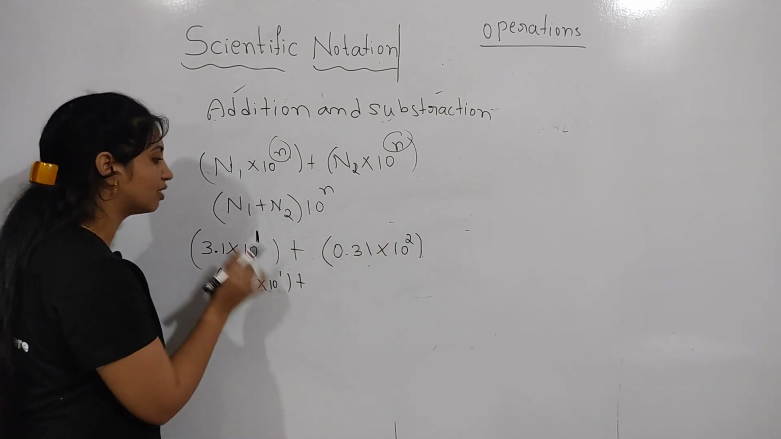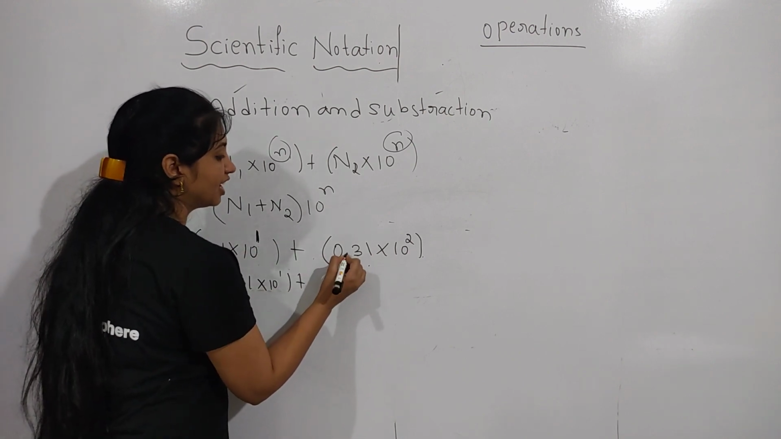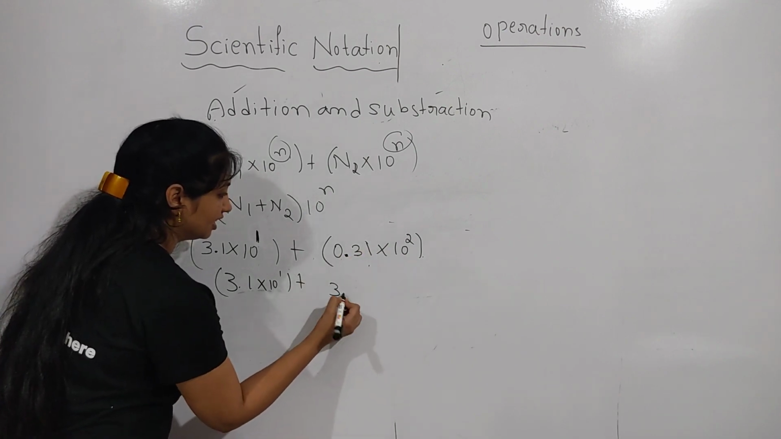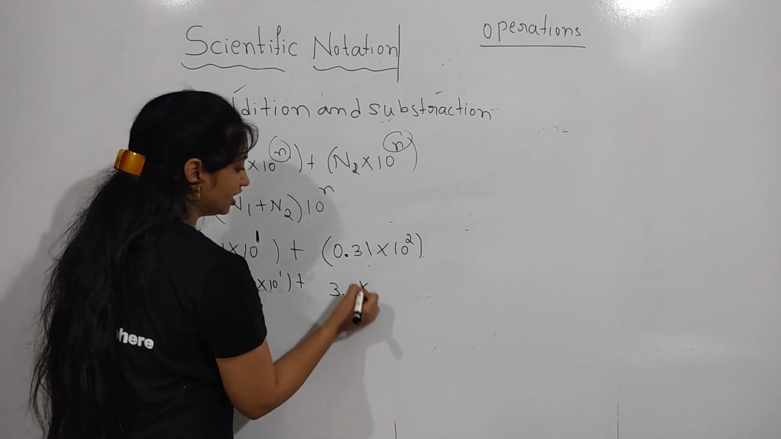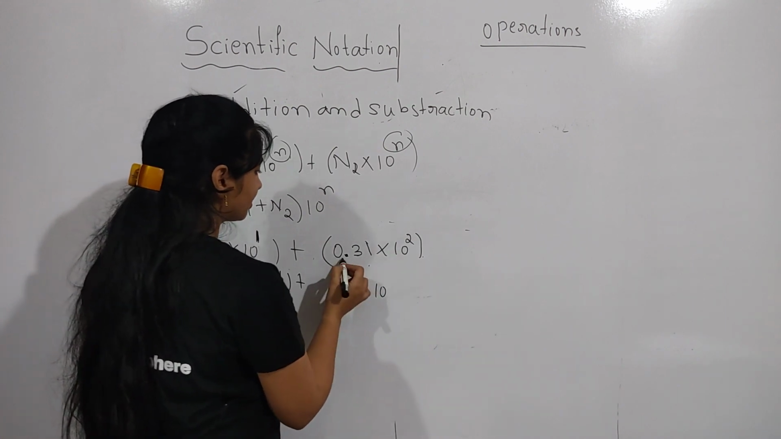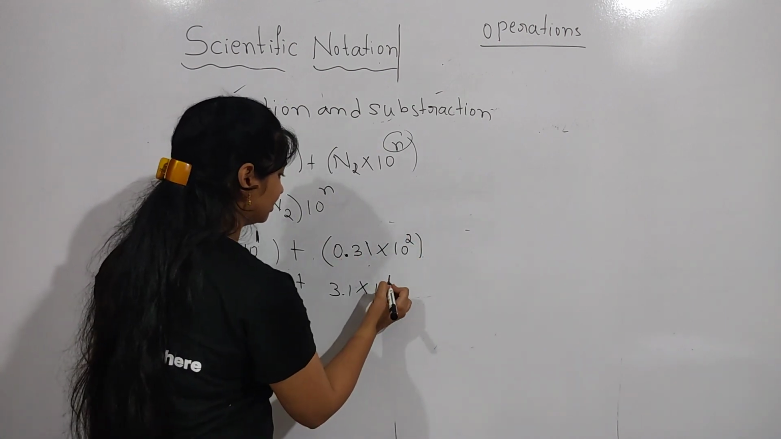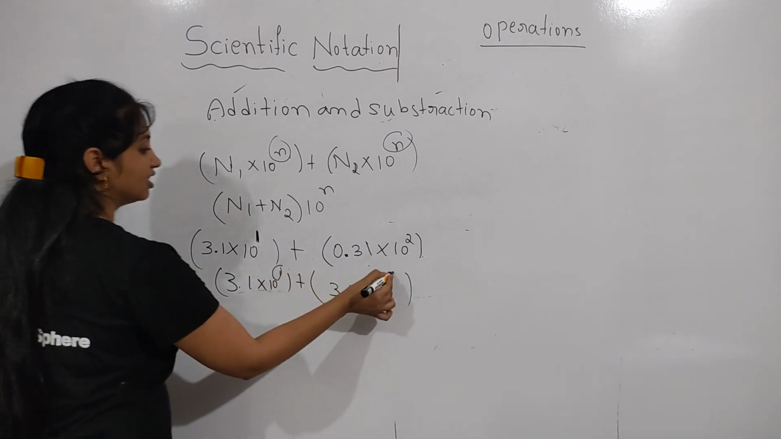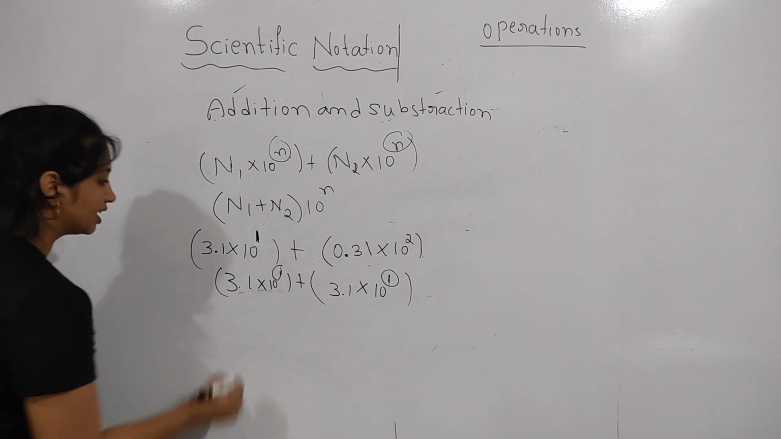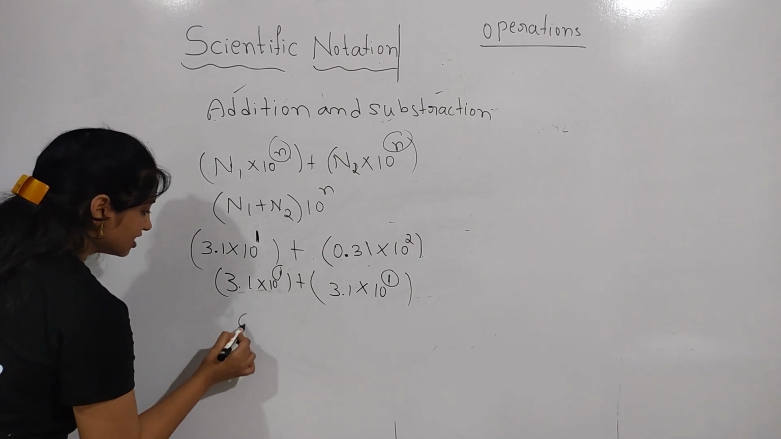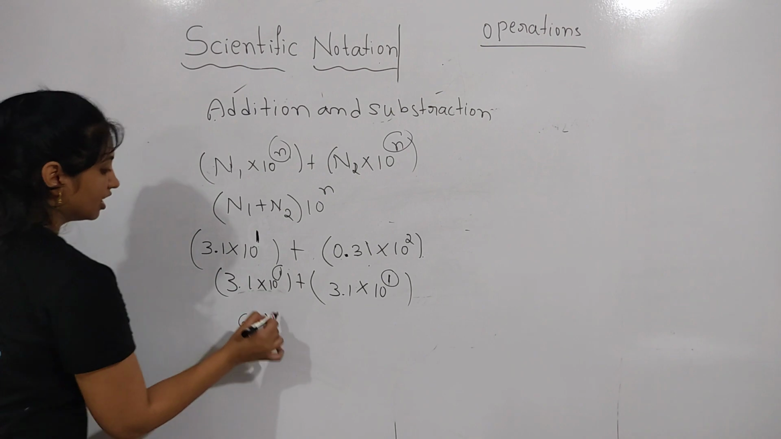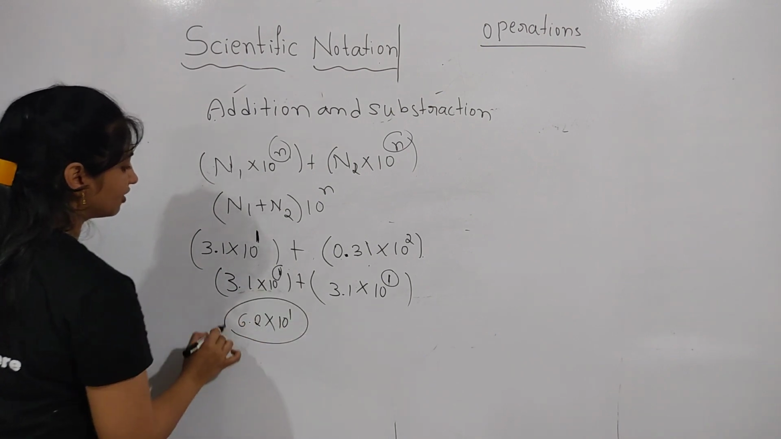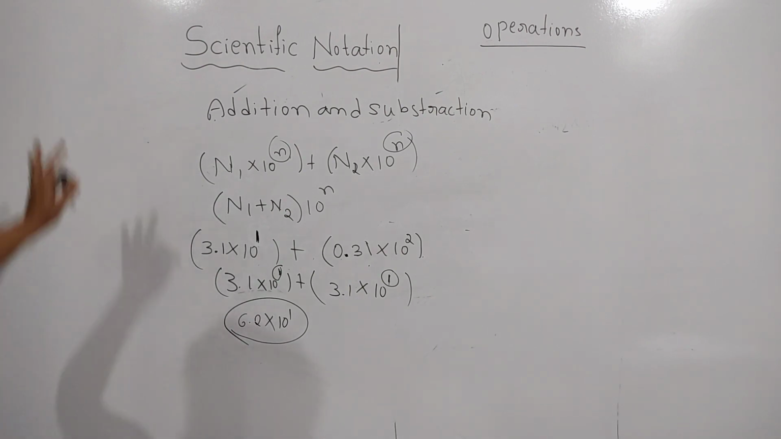3.1 into 10 raised to 1 is already there. I shifted this decimal point next to the 3.1 into 10 raised to again 1 here. So by the conversion, I make the exponents the same in both numbers. Then I got the answer 6.2 into 10 raised to 1. So this is our addition operation.